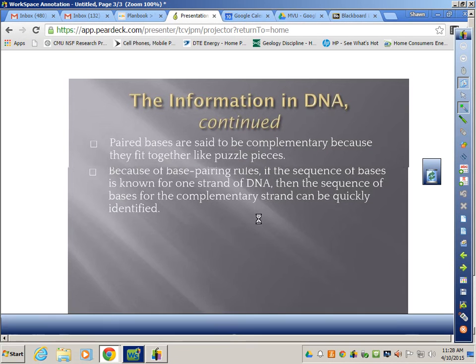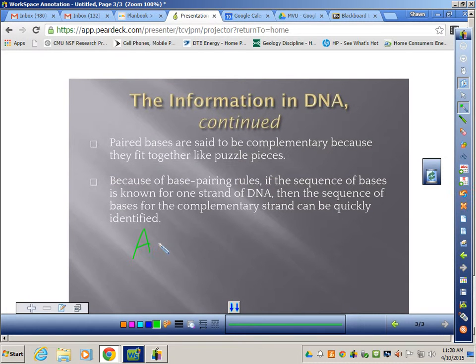Let me show you what I mean. What if I told you that I have 10% adenine in my DNA? I want you to think about that for a minute. I'm not going to ask you on Peardeck, but I'm going to ask you one at a time. I'm going to see if you can figure this out. I want to know how much percentage of guanine, thymine, and cytosine I have. I told you how much I have for adenine.